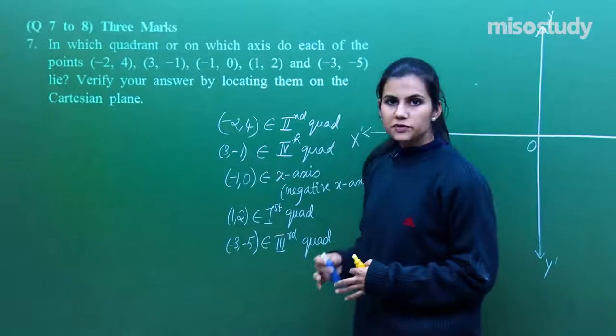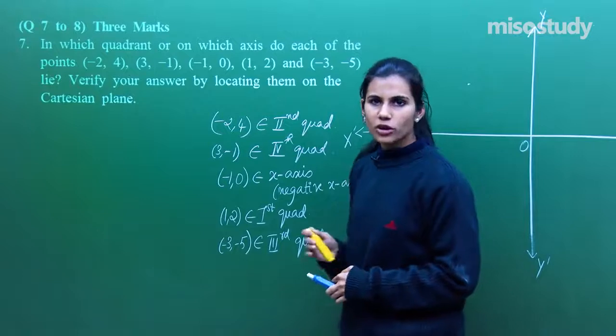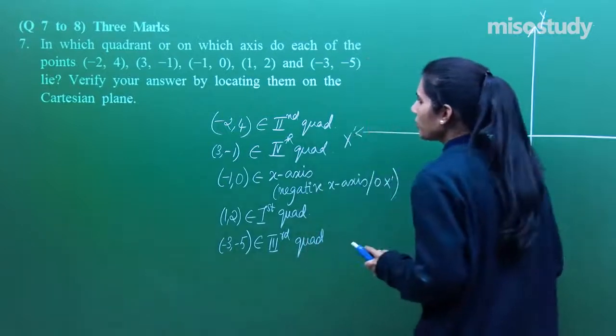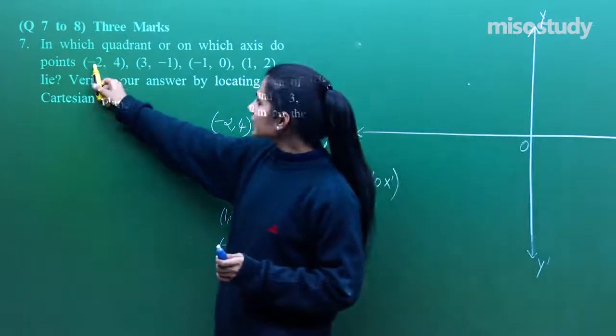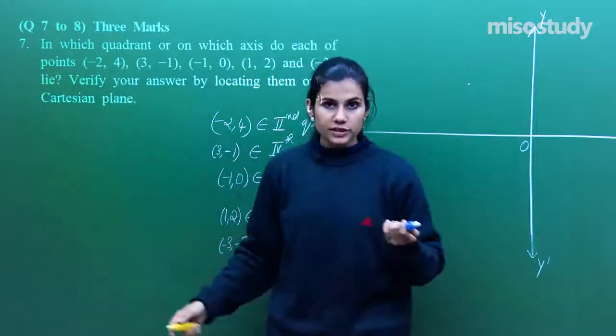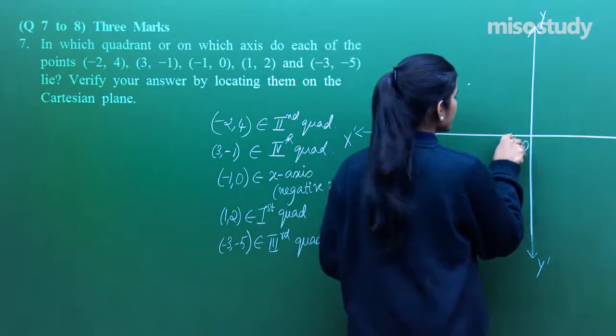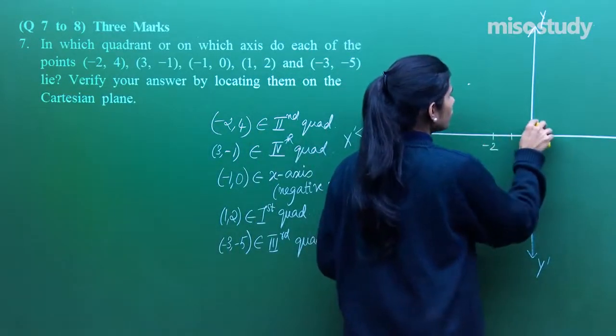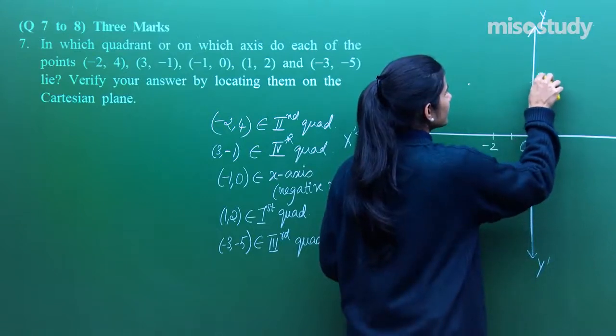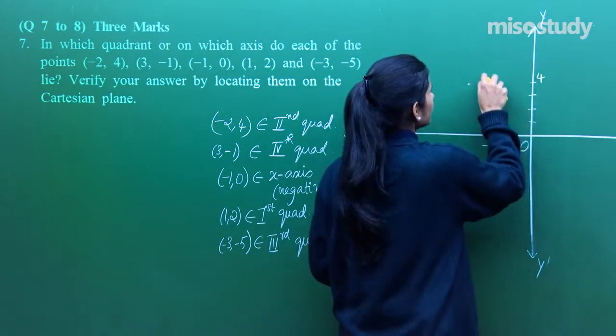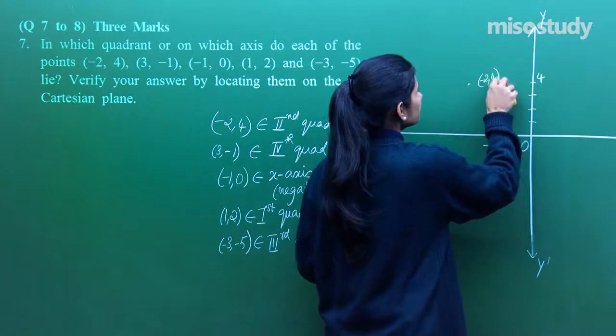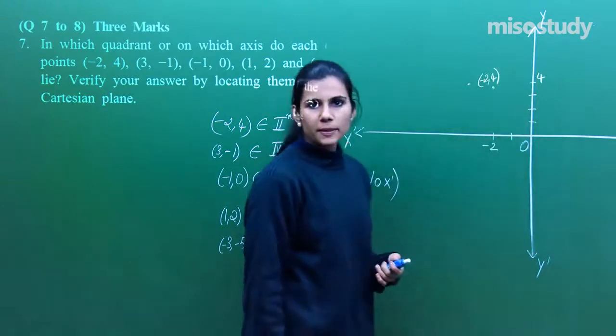Now that we have written this, we have to verify this by plotting these points on the plane. (-2, 4): move 2 units along the negative x-axis, 4 units along positive y-axis. This point somewhere here would be (-2, 4). Right? You know how to locate the points?